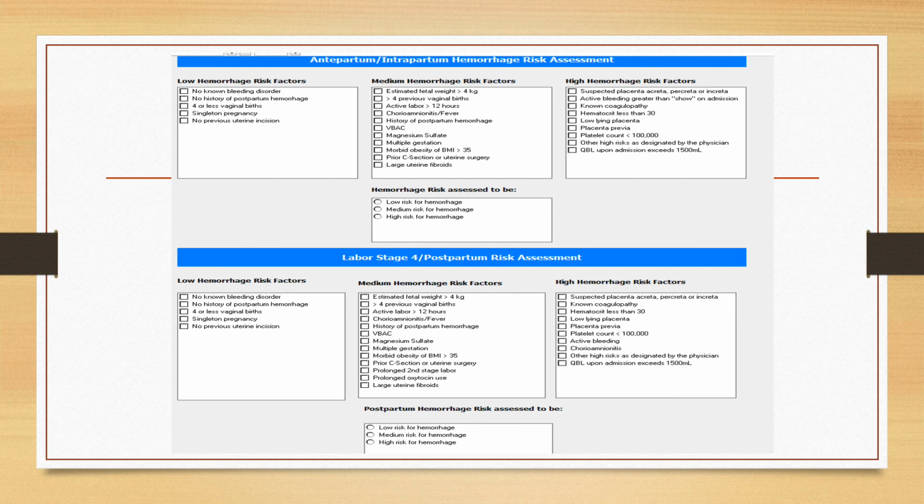If I have a patient who I know has a placenta previa, okay, that's a red flag right there. I can mark it here under high hemorrhage risk factor. And I know that this is a patient that I have to monitor closely for hemorrhage because she's a high risk, okay? If they have a known coagulopathy, if they have active bleeding, or if we have a suspected placenta accreta, percreta, or increta, if their platelet count is less than 100,000, okay, et cetera, et cetera. These are things that will give you a great idea on how you should be managing your patient. Please note, this must be completed. It is a requirement.